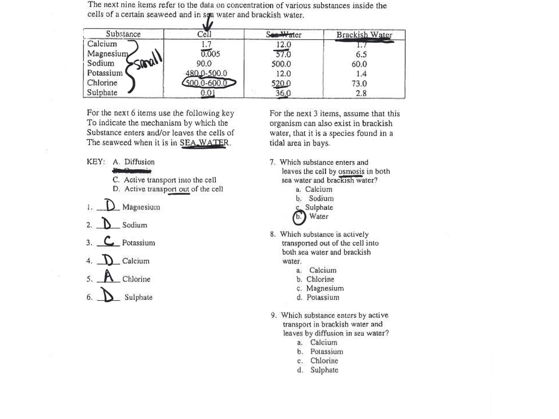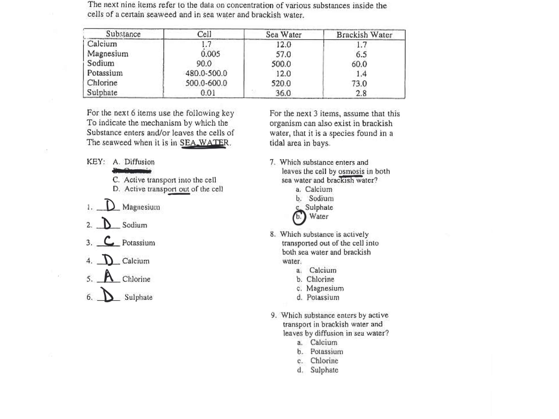Now, which substance is actively transported out of the cell into both seawater and brackish water? When we're looking at these levels, remember, we're looking for the substance that has levels higher outside the cell than inside the cell, because if the levels are higher outside, then that stuff is going to be diffusing into the cell, and the cell will have to actively pump it out. So which substance has a lower level in the cell than both seawater and brackish water?